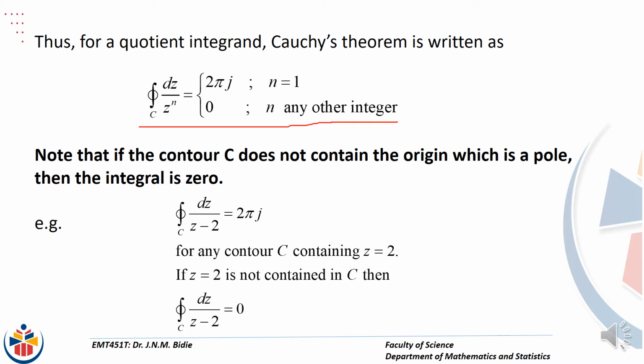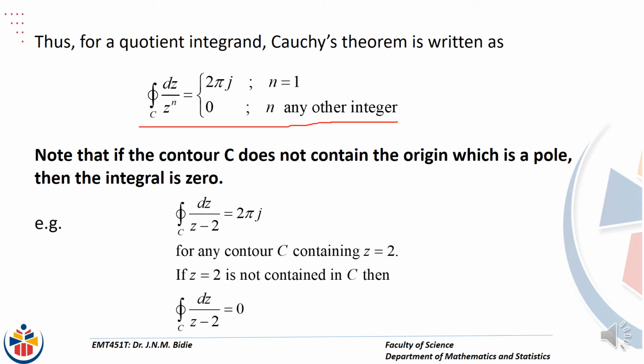Now we need to also note that if the contour does not contain the origin, which is a pole of the function, then the integral is 0. So if the pole, which is the origin, is not included in the contour C, then it means the integral is 0. Now let's look at a few examples here.